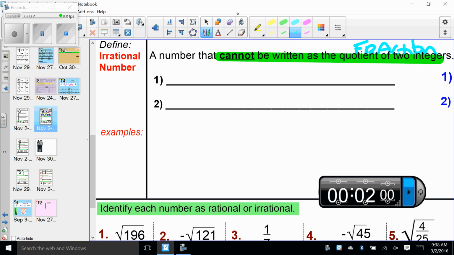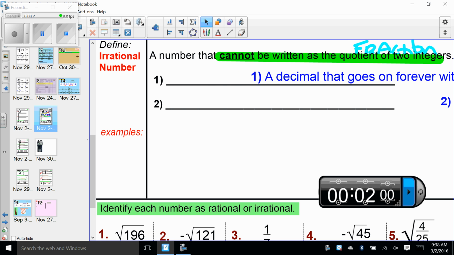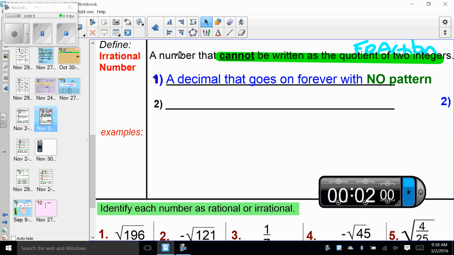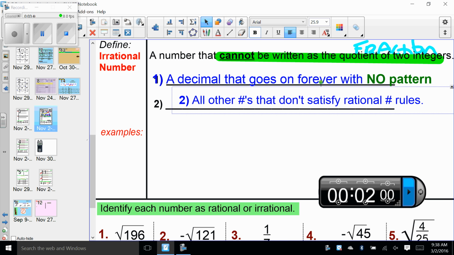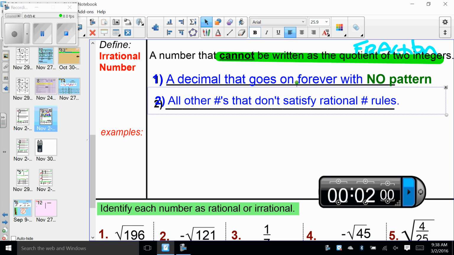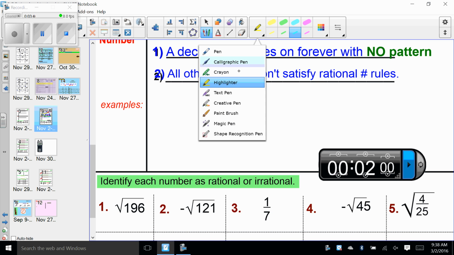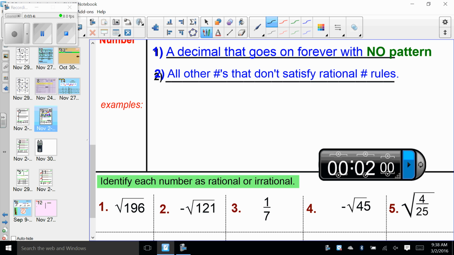So a couple of things to think about when we're talking about irrational numbers. Number one, it's a decimal that goes on forever with no pattern. So we consider those kind of icky or irrational. And then in addition to that, we're talking about all other numbers that don't satisfy rational number rules. Okay, go ahead and write those notes. I know I'm going a little too fast there. Go ahead and copy those notes down.